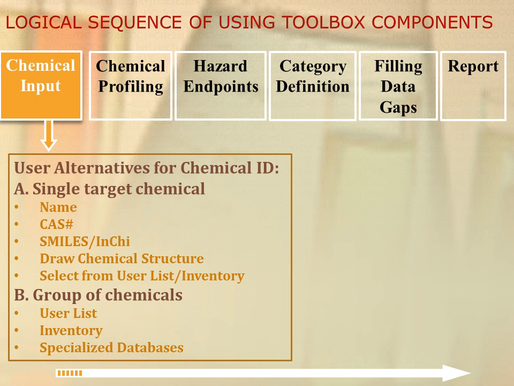You could pick a whole list of chemicals, an inventory, and it is not uncommon to work with several thousand chemicals at the same time in the toolbox, and you'll see how quickly that can be done. Almost impossible to imagine if you try to do it on a normal spreadsheet manually.